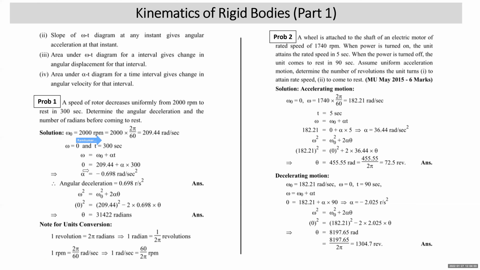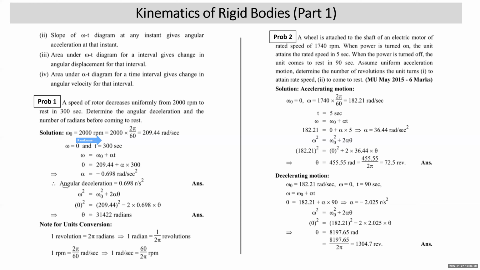V is equal to U plus AT. Here, omega and T are into consideration, so we prefer omega is equal to omega naught plus alpha T. As omega and T are into consideration, omega is equal to omega naught plus alpha T. Omega is 0, omega naught is given, alpha is unknown, and T is 300.